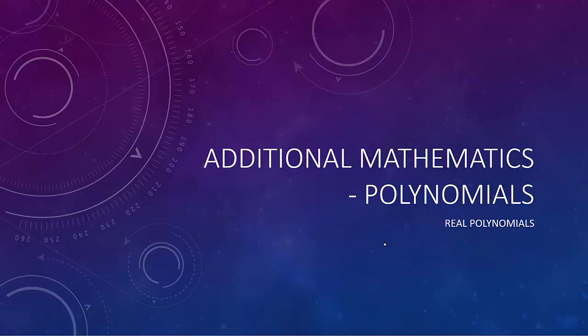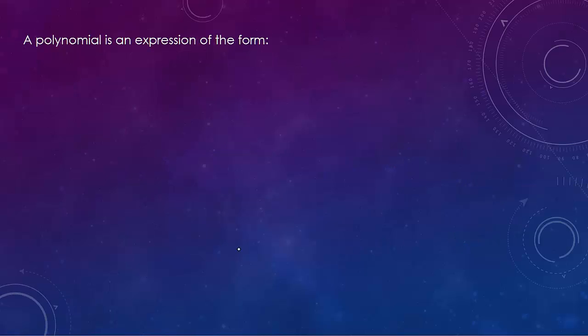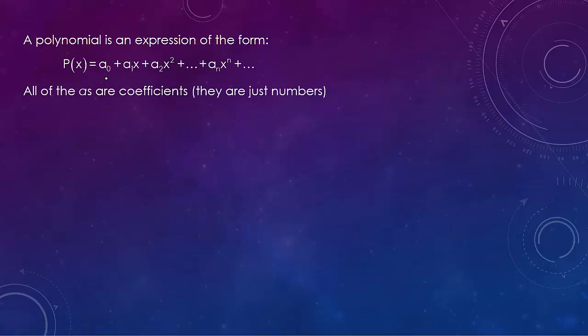Real polynomials. A polynomial is an expression of the form p of x is equal to a0 plus a1x plus a2x squared, and so on, up to an x to the n, which is a general term, and it may go on forever. All of the various a's, that's the a0, the a1, the a2, and so on, are coefficients. In other words, they're just numbers.